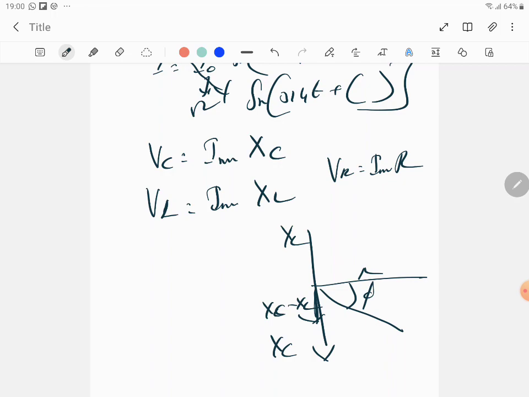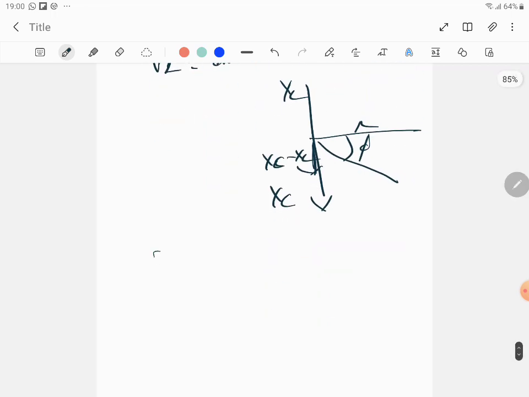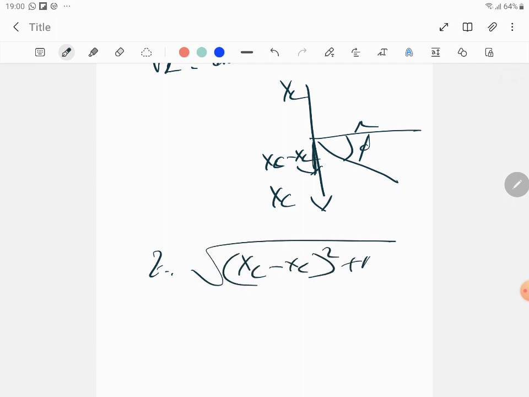What is the next part? What is the value of inductance that will make the impedance of the circuit minimum? Impedance Z has to be minimum. Listen, impedance Z is the root of (X_L minus X_C) the whole square plus R square. If this has to be minimum, look at this: X_L should be equal to X_C.